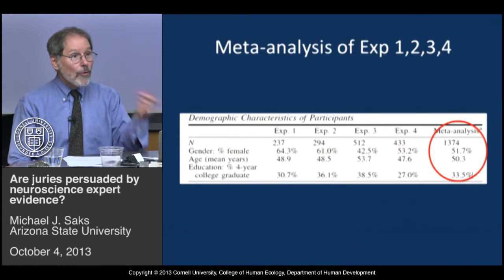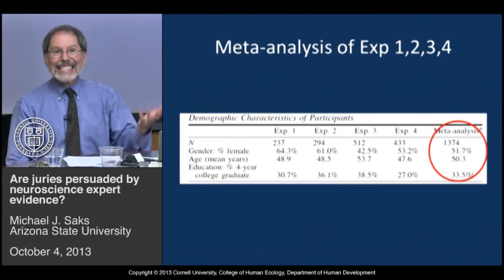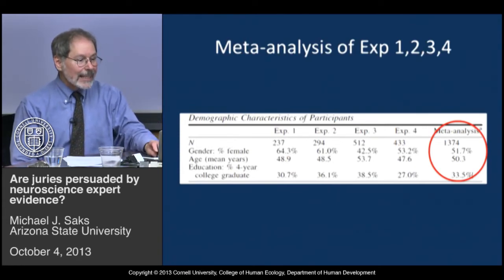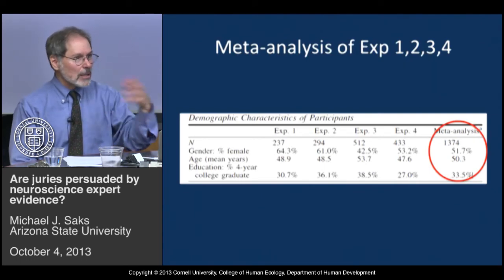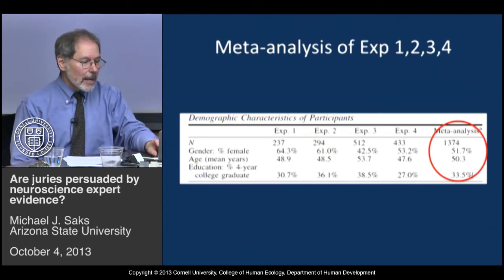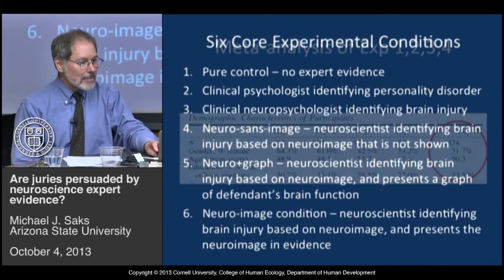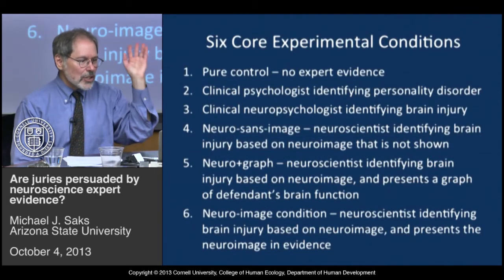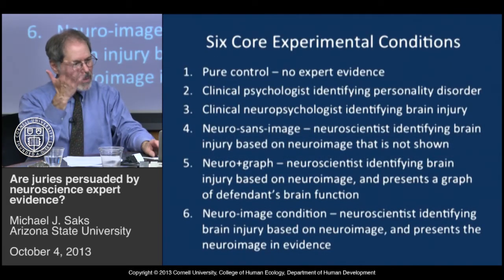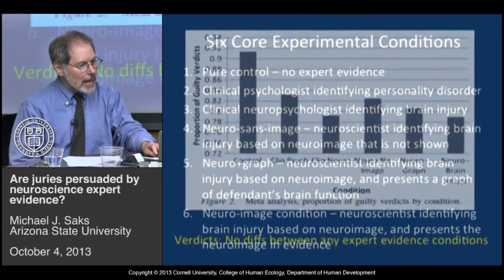Then we took all 4 of those experiments and ran them as a meta-analysis, at least using those conditions which are common to all of them. We ended up with 1,374 participants, and these are the 6 core experimental conditions. It's pretty much the things you've been hearing about.